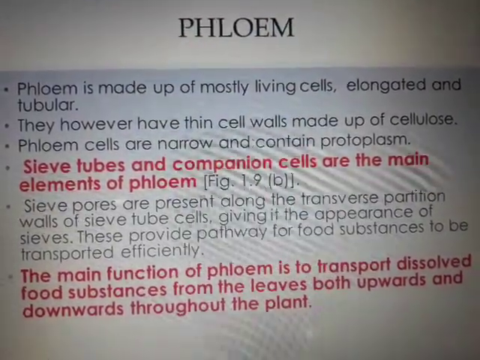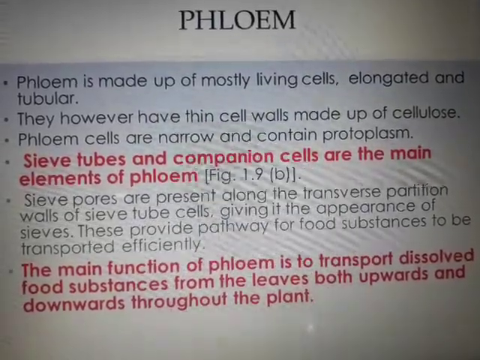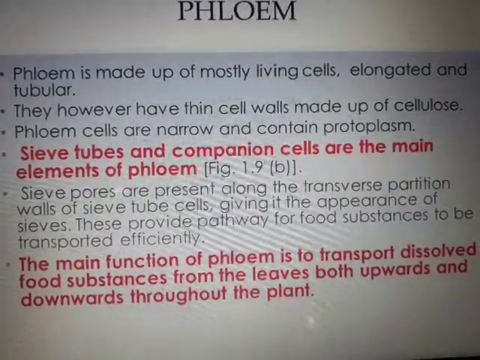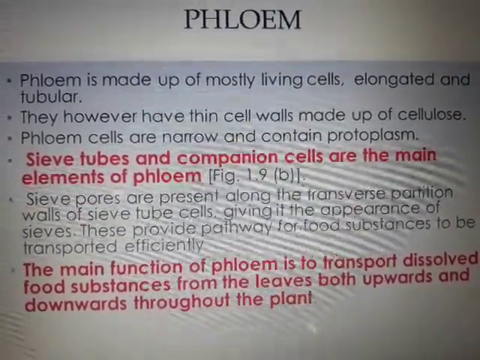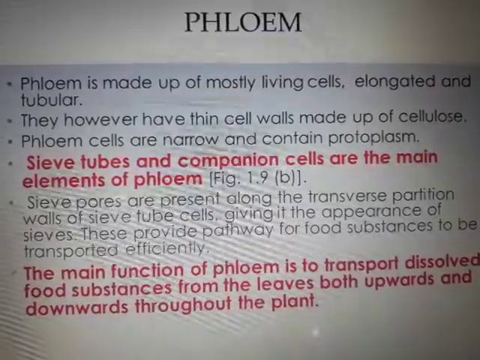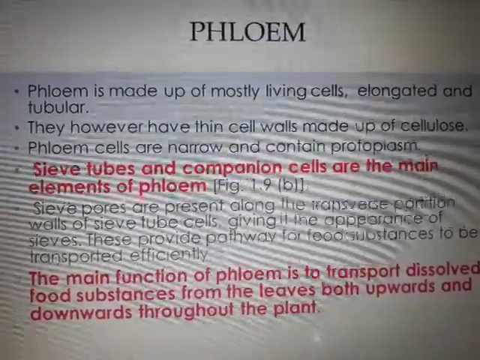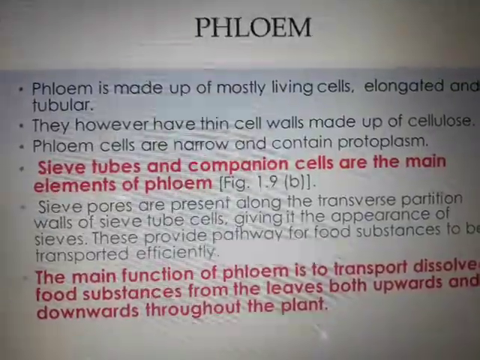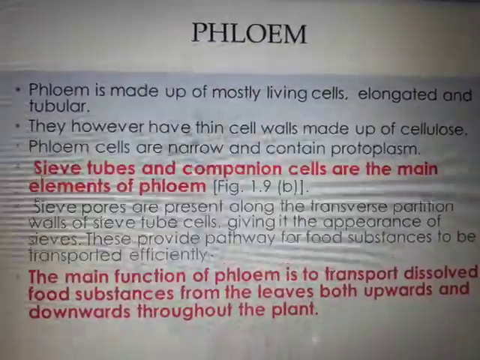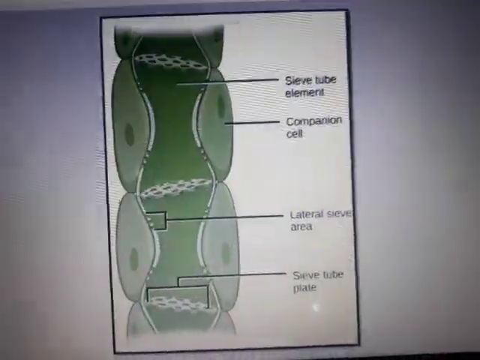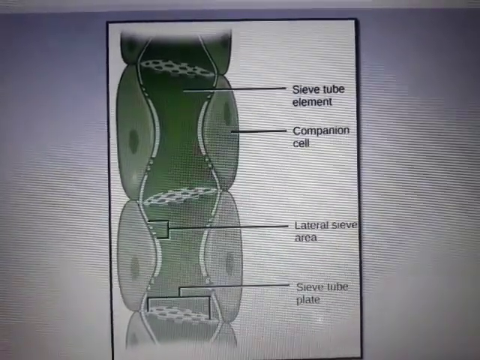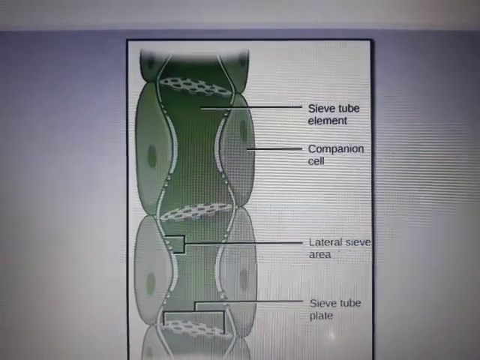Whereas phloem is made up of living cells that are elongated and tubular again. Sieve tubes and companion cells form the main elements, and their main function is to transport the food prepared in the leaves to all the other parts of the plant. So here it will be bidirectional, whereas in xylem, water will only travel from the roots to the other parts, that is upwards. And note that these have sieve plates which have sieve pores, so that food can transport from one tube to the other tube.